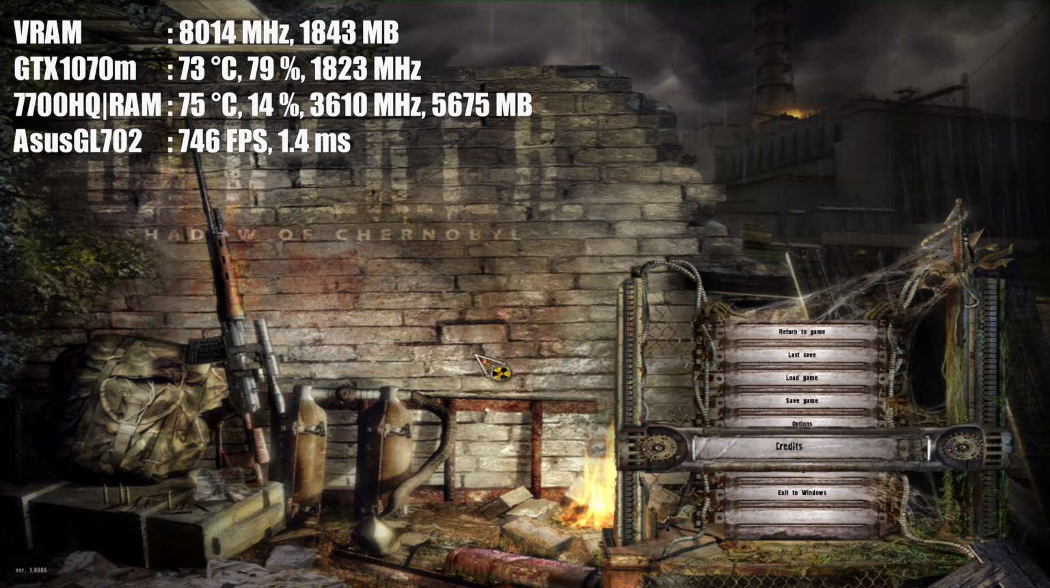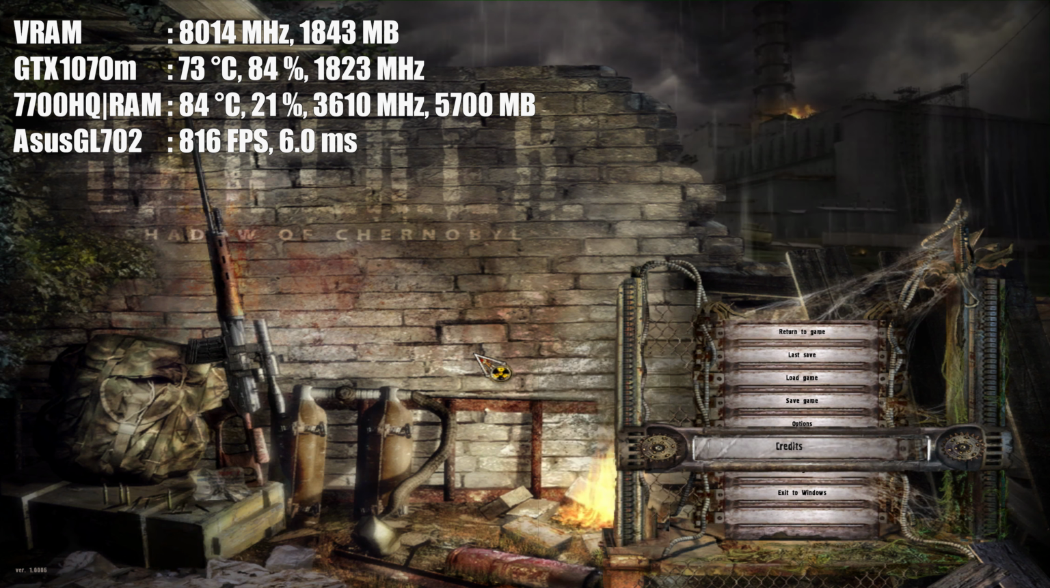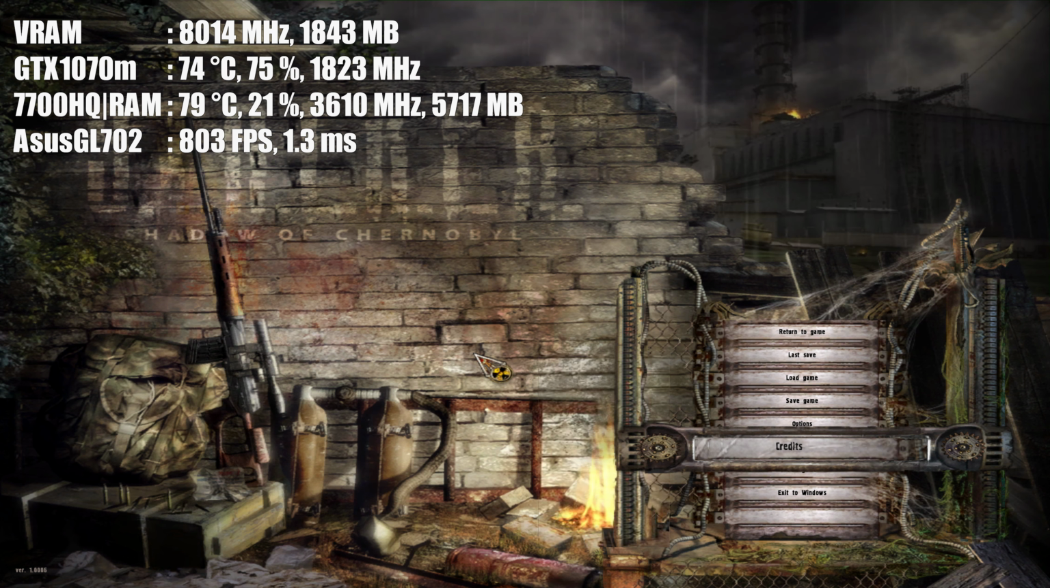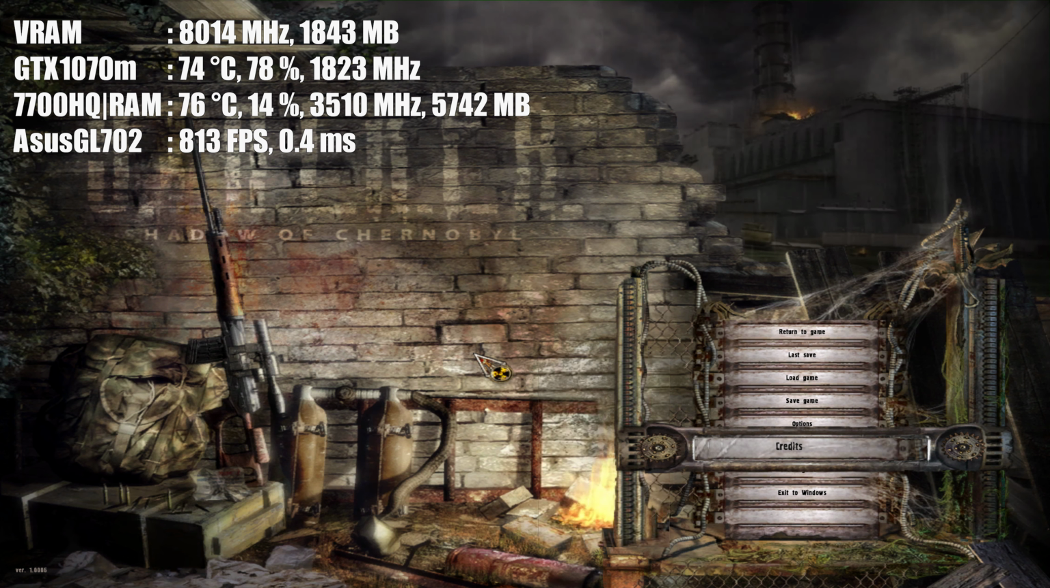Hello guys and welcome to Stalker Shadow of Chernobyl running on a laptop, and today I'm going to show you 10K resolution, 8K resolution, 4K resolution running on a laptop with a GTX 1070 Pascal GPU architecture video card equipped with 8GB of GDDR5 and i7 7700HQ CPU, 7th generation quad core 8 threads with 12GB of system RAM.